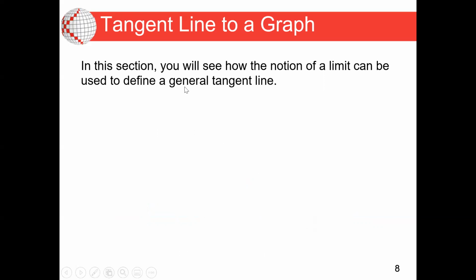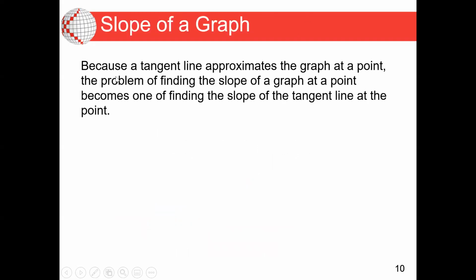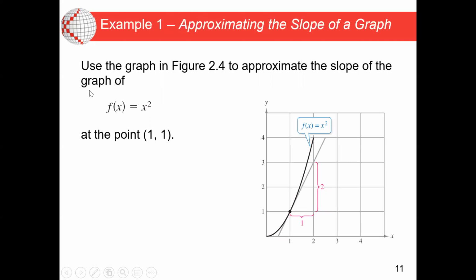So in this section, we will see how the notion of a limit can be used here. So what is the slope of a graph? Because the tangent line approximates the graph at a point, the problem of finding the slope of a graph at a point becomes one of finding the slope of a tangent line at that very point. So we may have a graph, as we saw in a previous example, with three points. If the line is tangent to the graph at the point, then we can find the slope there.